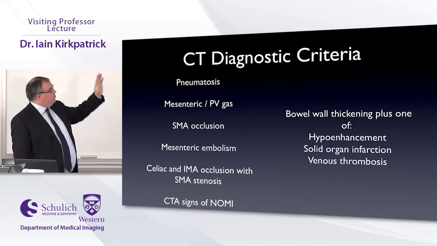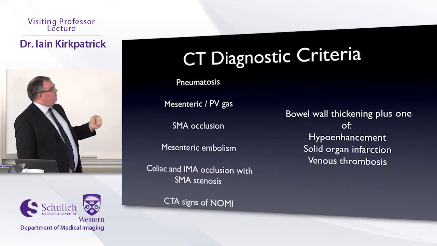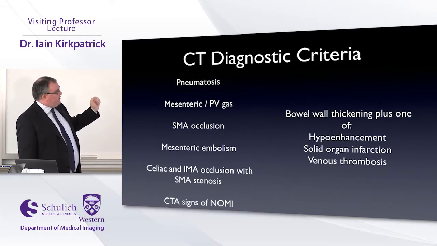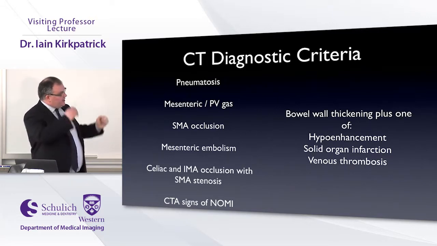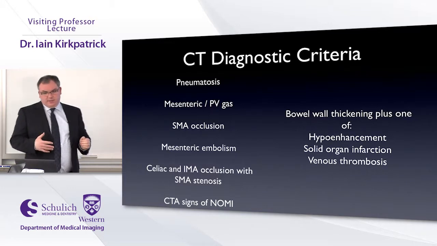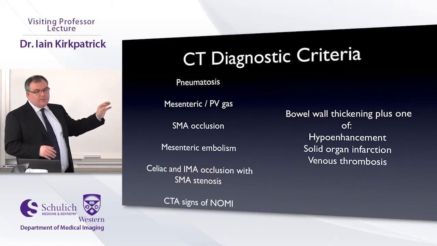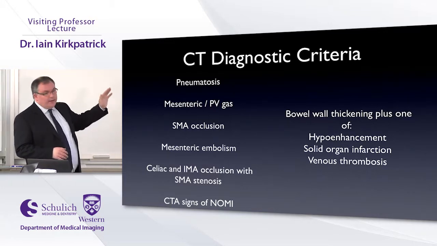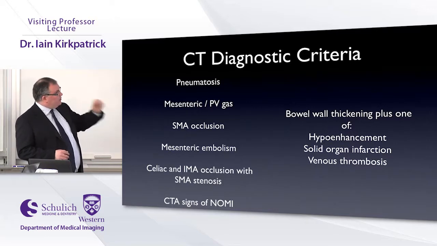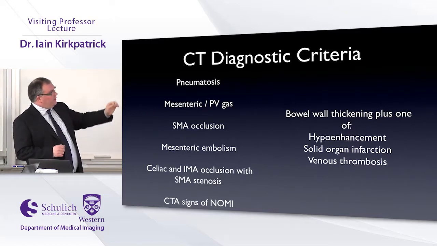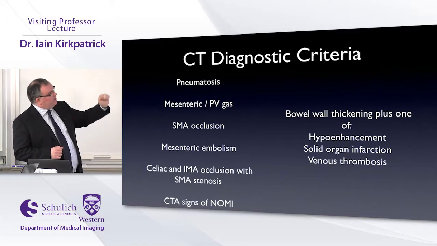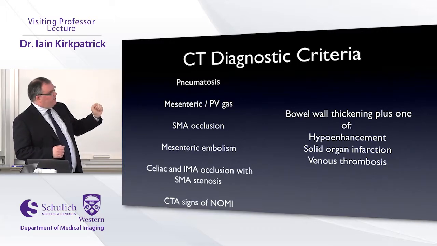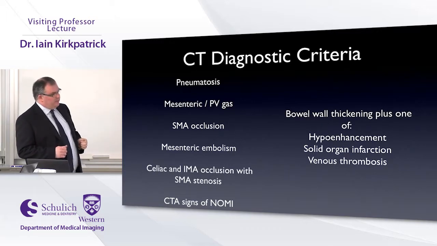If you have somebody who meets those clinical criteria for acute mesenteric ischemia I mentioned earlier, the findings of any one of pneumatosis, mesenteric or portal venous gas, SMA occlusion, mesenteric embolism, celiac and IMA occlusion with SMA stenosis, or the CT angiographic signs of non-occlusive ischemia that I told you about, any one of those individually is very accurate in making a diagnosis. Alternatively, if you have any bowel wall thickening plus one of hypoenhancement, solid organ infarction, or venous thrombosis, you can be quite confident in making the diagnosis.